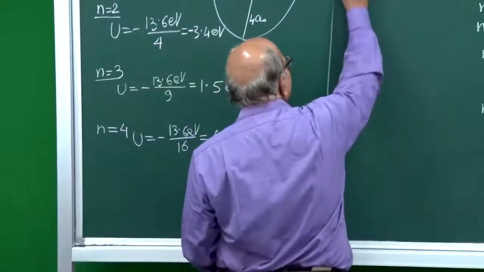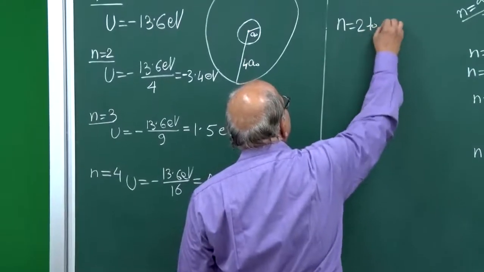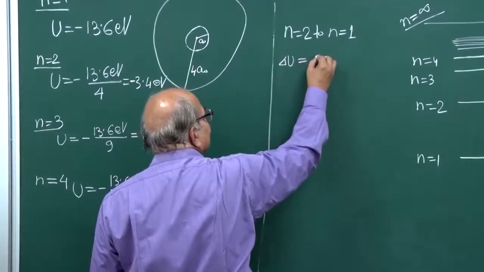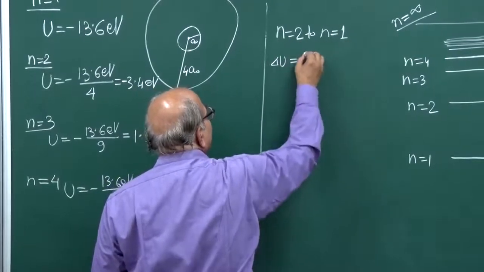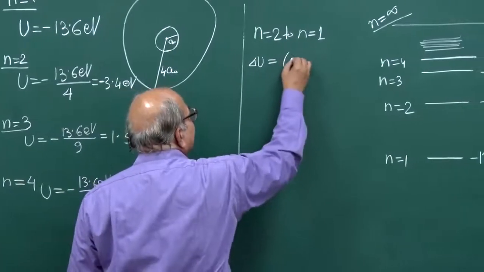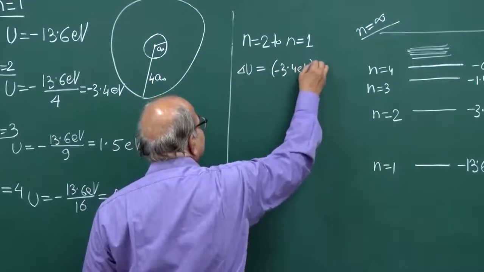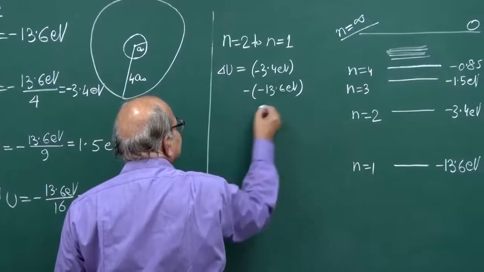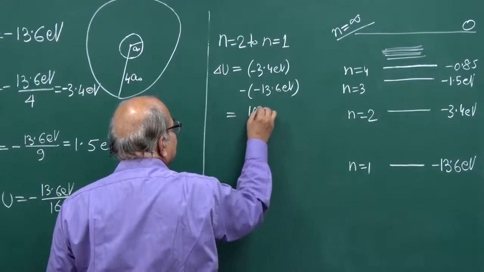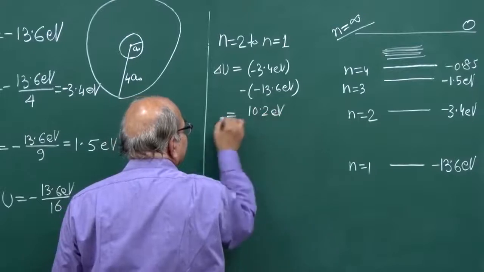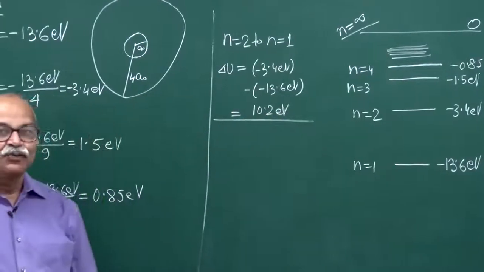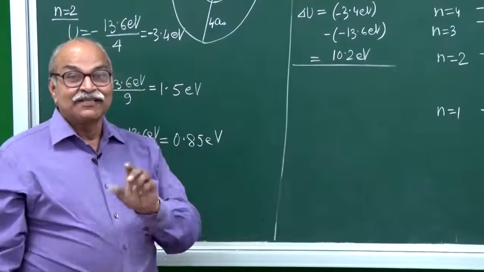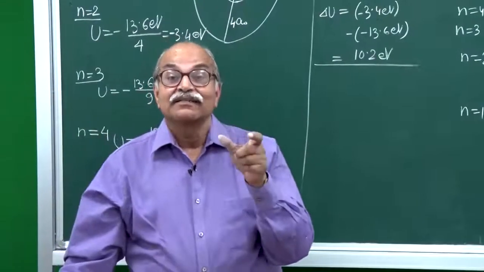Okay, so if it goes from say n equal to 2 to n equal to 1, this extra energy is... initially it had minus 3.4 eV energy, and then finally it has minus 13.6 eV. So this is 10.2 eV. It should emit 10.2 eV in some form. And in what form? It emits in the form of electromagnetic radiation.